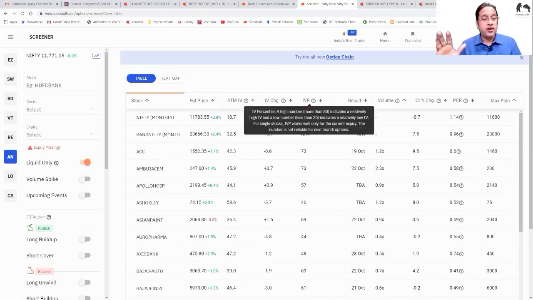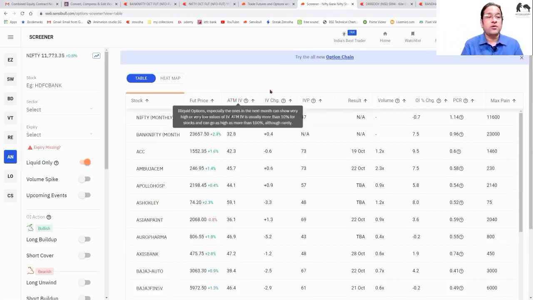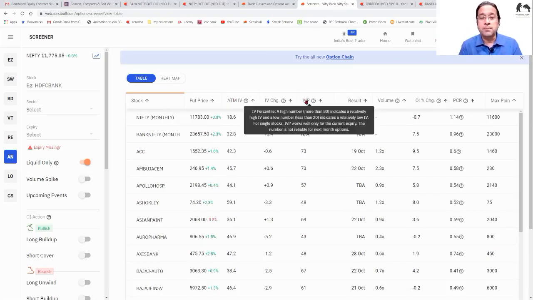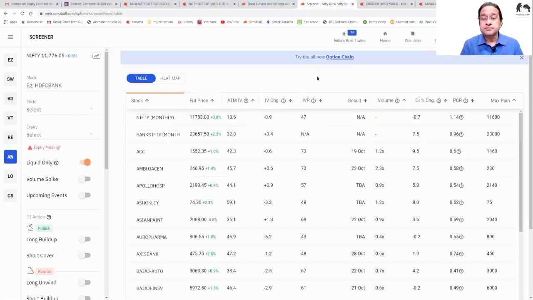So when you watch whatever we are watching here on the screener, for me, the one takeaway is to watch the implied volatility percentile. This is what it indicates in the last 100 days: this level, where does it fall? This is the highest in the last 47 days. In the last 47 days for Nifty, it's the highest.